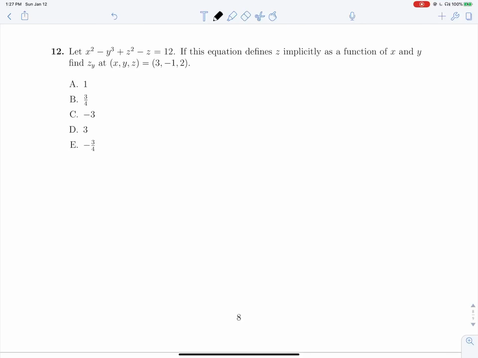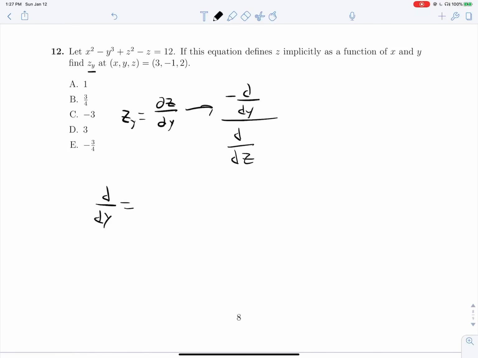Okay, question 12, we have an implicit differentiation question where we're looking for zy, and we know that zy is the same thing as partial z, partial y. Our equation for that is negative dF/dy over dF/dz. So let's find these. dF/dy is just going to be negative 3y squared, whereas dF/dz is going to give us 2z minus 1.